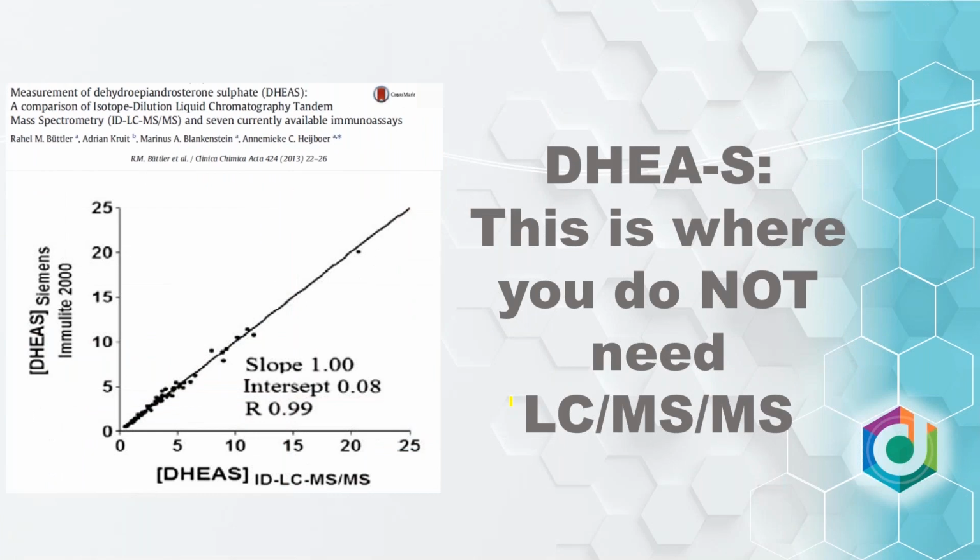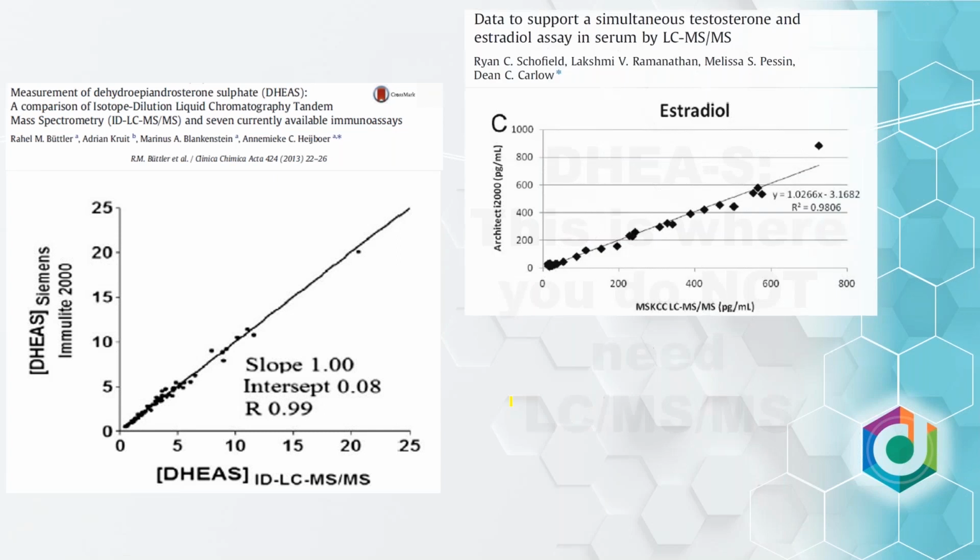And you say, oh, it's better. Well, let's use that for everything. You can, but when you get to DHEAS, just as an example, if you look at this correlation, it's beautiful, right? So the LC-MS-MS assay or this particular immunoassay, they both give you essentially an equivalent number.